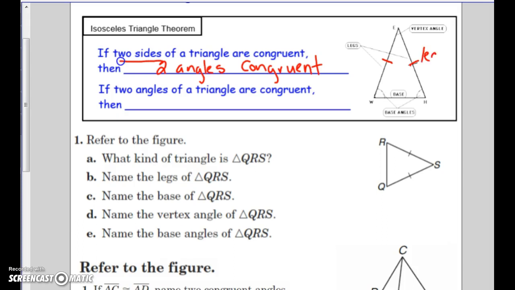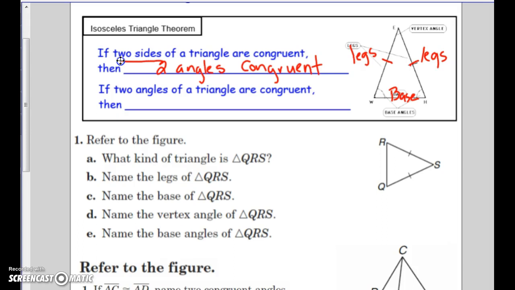Okay, so right here, if I have an isosceles triangle, those two sides that are congruent are called legs. The side that is not congruent is called the base. Is the base always on the bottom? No. It's on the side.